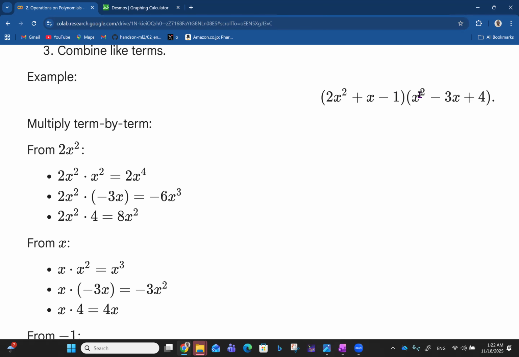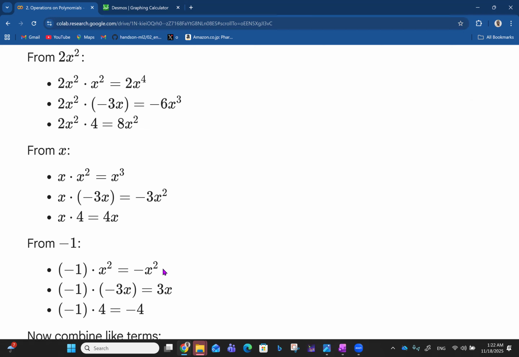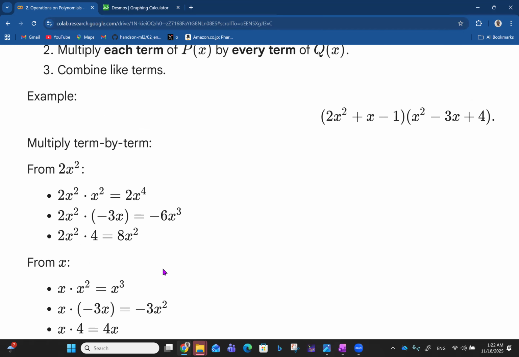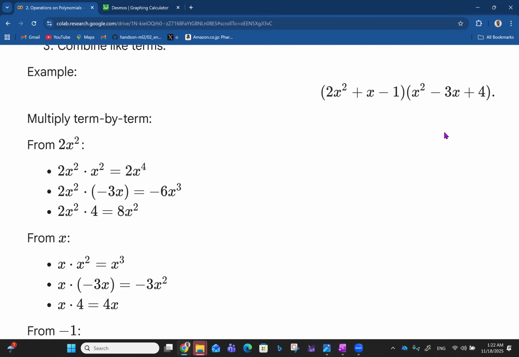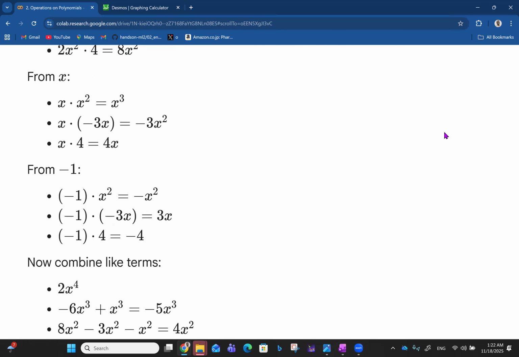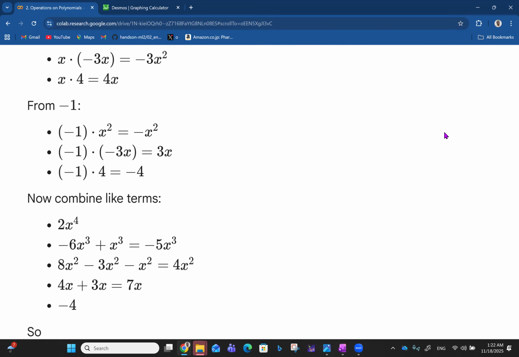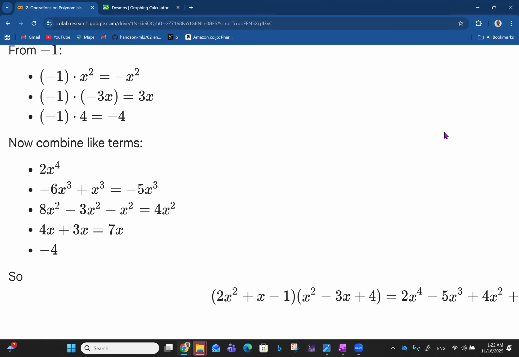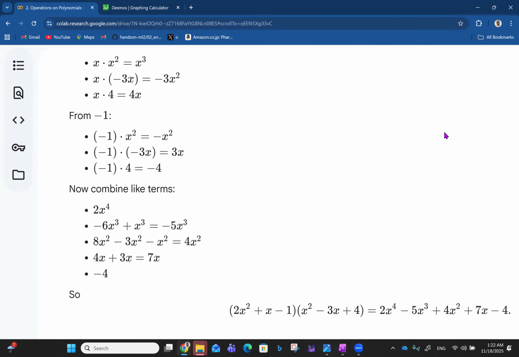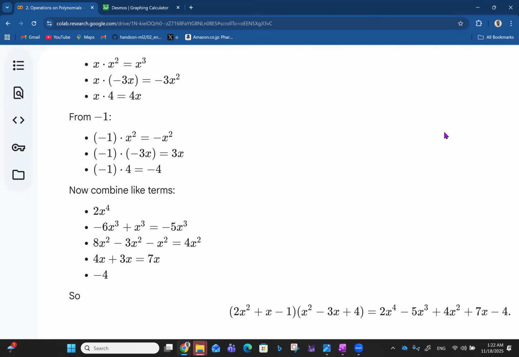Then you now take minus 1. So minus 1 times x squared, you have minus x squared. Then minus 1 times minus 3x, you have plus 3x. Then minus 1 times 4, you have minus 4. Then you can now combine like terms, and then you get your result finally, okay? So you can use any of the methods we've used before.